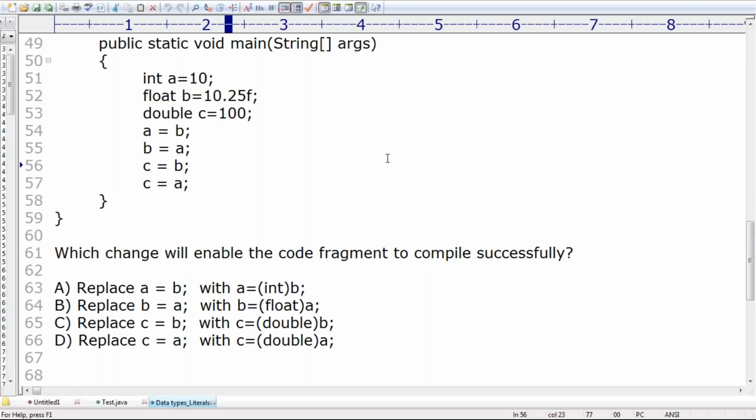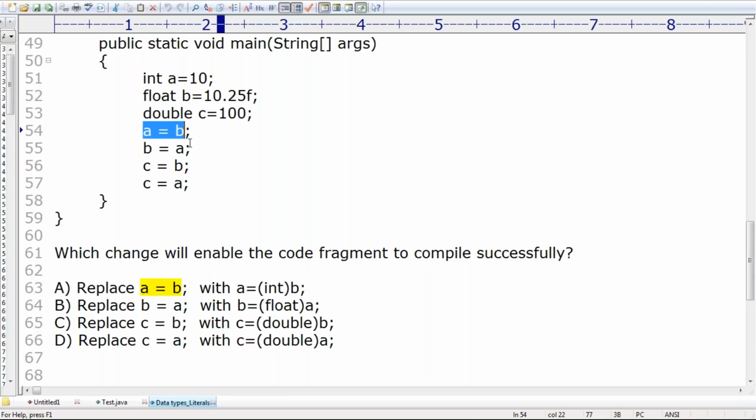Can anyone please tell which change will enable the code fragment to compile successfully? Sir, is A equals B allowed or not? A equals B by default. Is this valid or invalid? Invalid, because B is of float type, float to int. Typecasting is required. You didn't perform typecasting, that's why there is a problem.